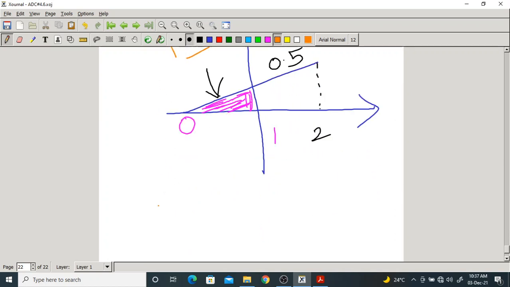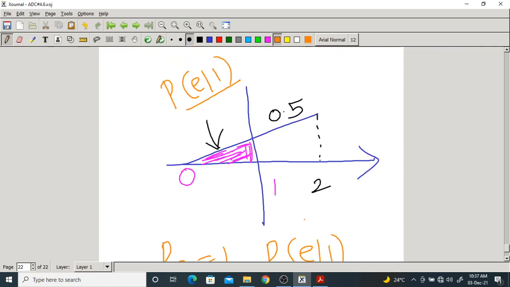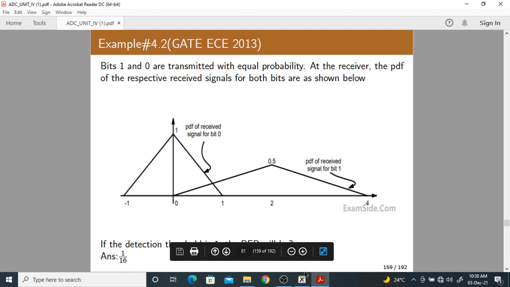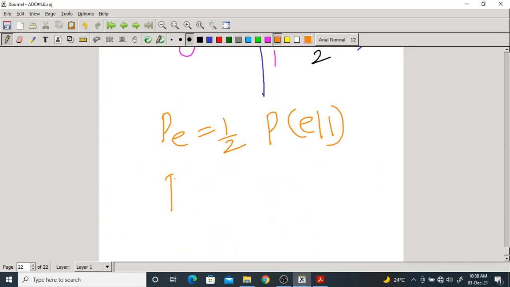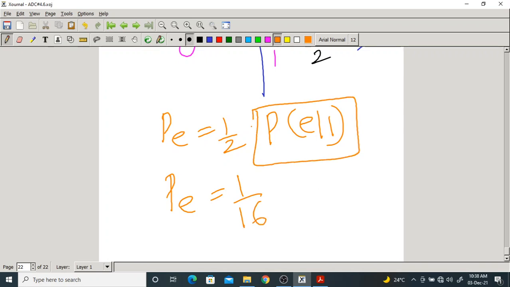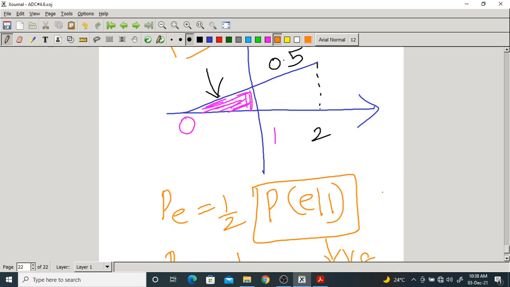So what is the overall probability of error? That is half of the probability of E given 1. If you find out this, you will get the answer. Clear? So the answer is 1 by 16. You try it yourself. 1 by 16 means this should be maybe 1 by 8. It is a right angle triangle, so half into this into this.